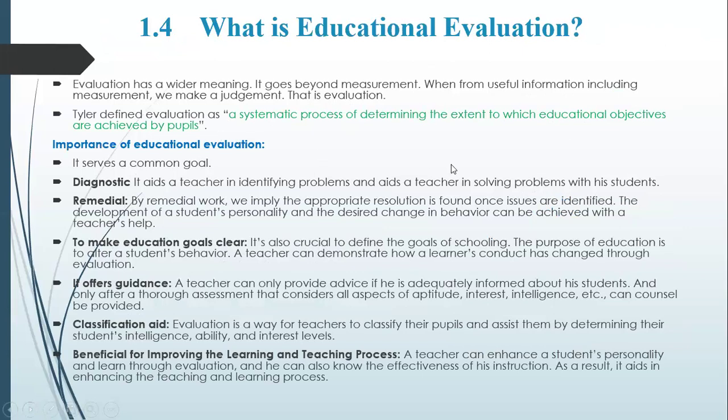So the fourth one is, what is educational evaluation? When we started from tests, we discussed measurement, then assessments and assessment methods. The next level is evaluation. That is the highest level. In other words, evaluation is judgment. It has a wider meaning. It goes beyond measurement and assessment. From the usual information including measurement and assessment, we make judgments.